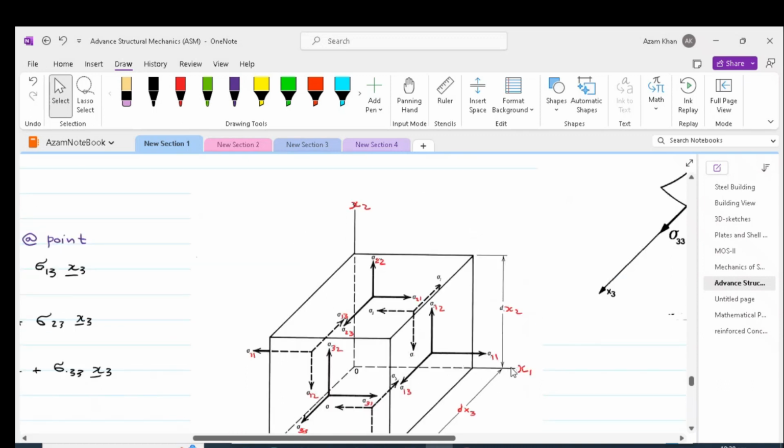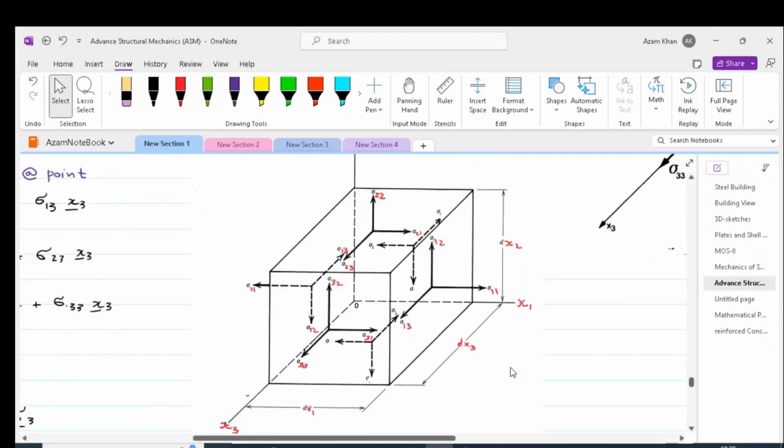This figure is drawn in a 3D Cartesian system, and we have stresses appearing at each and every face of the cube. In this figure, the volume element is shown to have a corner at the origin, which is named as point O. We assume that the stress components are uniform or constant throughout the volume element.